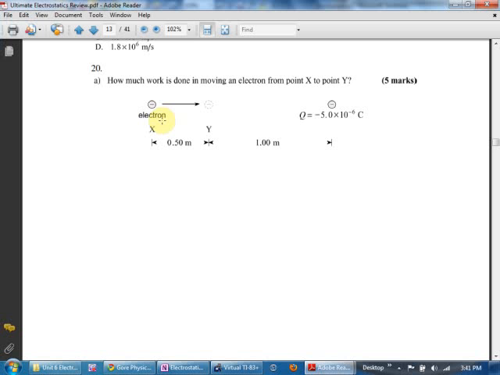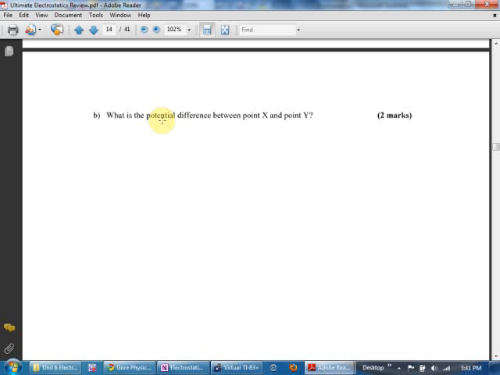Part B, what's the potential difference? So that's the second thing I did with you with point charges. I said we can find the voltage: find the voltage from the first, find the voltage from the second, add. Or, as a shortcut for 2 marks, if you know work is QV, that means the voltage must be work divided by Q. Which Q? I think the one that's moving.